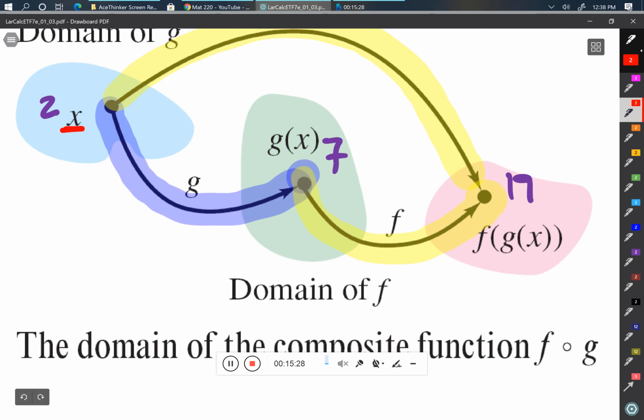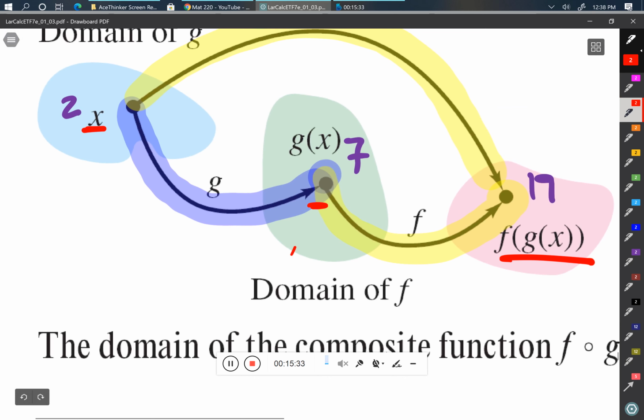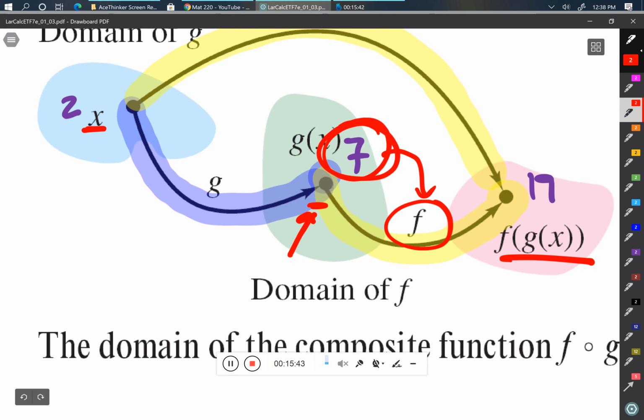I start here, I go here, and then I go here. But because I have this intermediate step right here where I stop and I move into the function f, whatever number I end up with when I do g has to be a number that works in f. If f doesn't work for negative numbers, then any value over here that would take me to a negative number wouldn't work for the composition. Even though it might work in g and give me an answer, it wouldn't work in the composition because that negative number then wouldn't work in f.